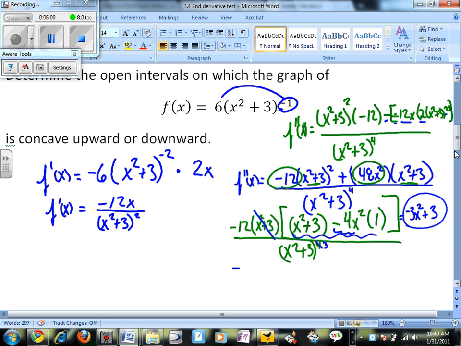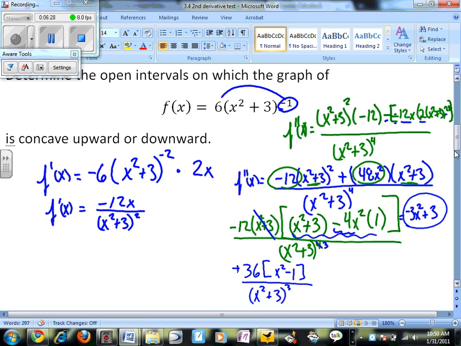So I'm going to have negative, actually a positive 36 times, and then when I pull that negative 3 out here, I get x squared minus 1 all over x squared plus 3 to the 3rd power. Not all second derivatives are going to be that complicated, but I wanted to show you a relatively difficult one just to freshen you up on your derivatives.